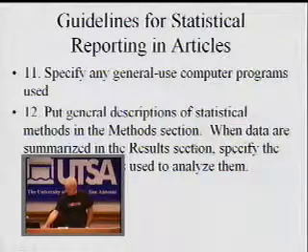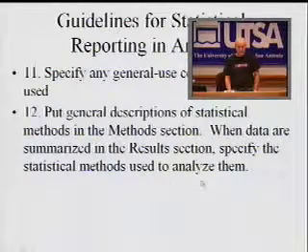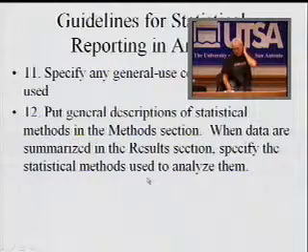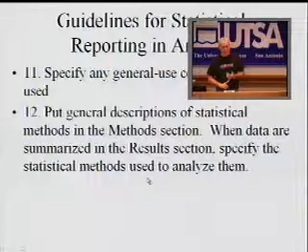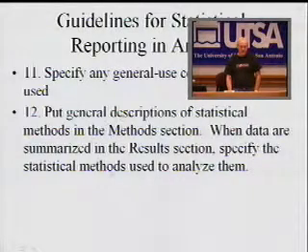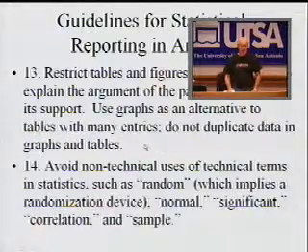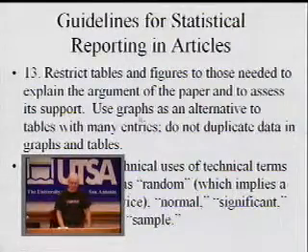When data are summarized in the results section, specify the statistical methods used to analyze them. So there's certain ways of going about this so that you don't have a tremendous amount of redundancy. Remember, redundancy uses more space, and space is critical for publication. So these all have to be tempered in that context. If your article is too long, the editor will tell you it's too long and you have to shorten it. You go in and you start trimming, and what are the critical things that can be trimmed.